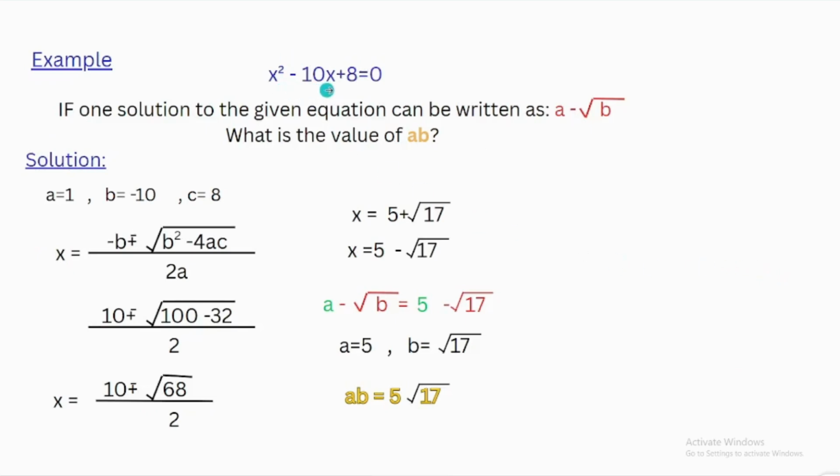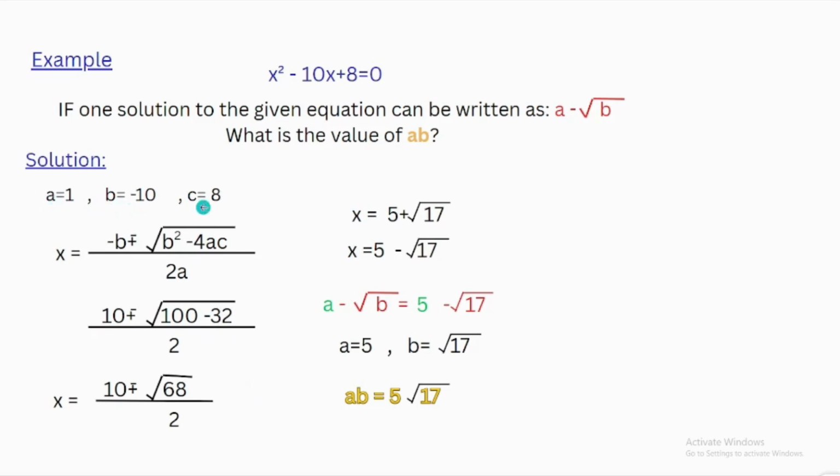x squared minus 10x plus 8 equals 0. If one solution to the given equation can be written as a minus root b, what is the value of a times b? From the equation, we get a equals 1, b equals negative 10, c equals 8, and we will use the formula here because we cannot find two numbers whose product is 8 and whose sum is negative 10.